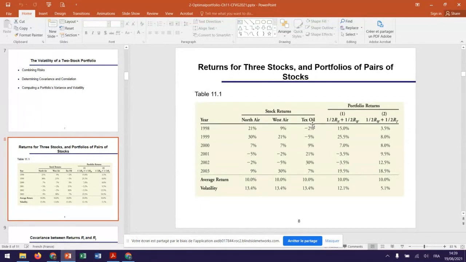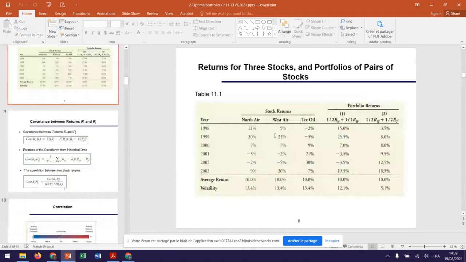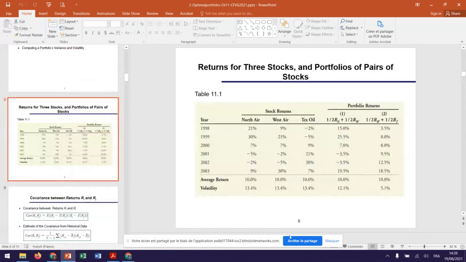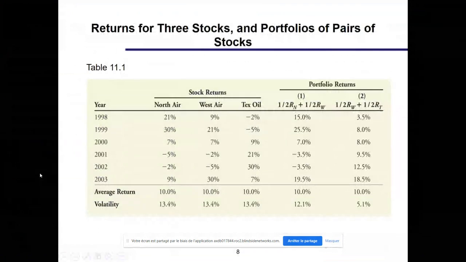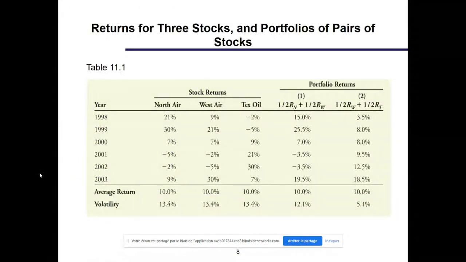Let's now try to form a portfolio of two stocks that you can pick. You can choose North Air and West Air, with 50% in North Air and 50% in West Air. That is my portfolio one, basket number one. Basket number two, I put 50% in West Air and 50% in Tex oil. So I combine North Air and West Air, and West Air and Tex oil.